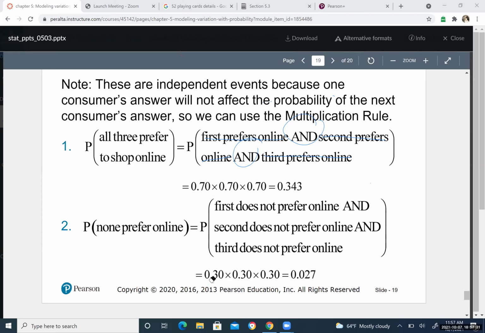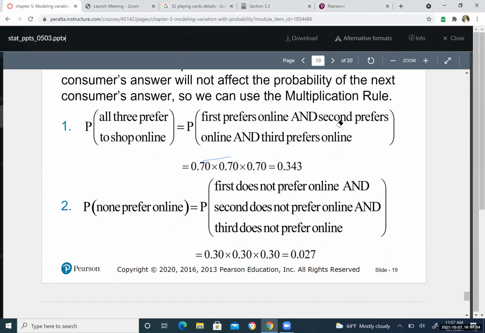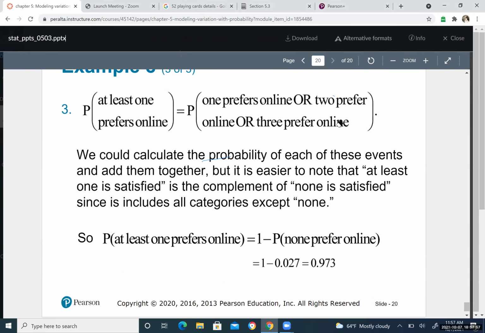See that 0.3? We know this because we infer it from what is given, which is that 70% prefer to shop online. That means the rest, which is 30%, will not like to shop online. So now we got that value.